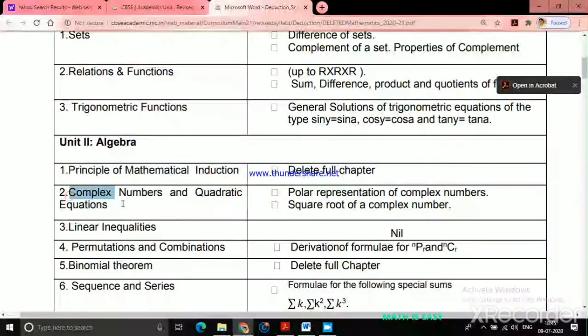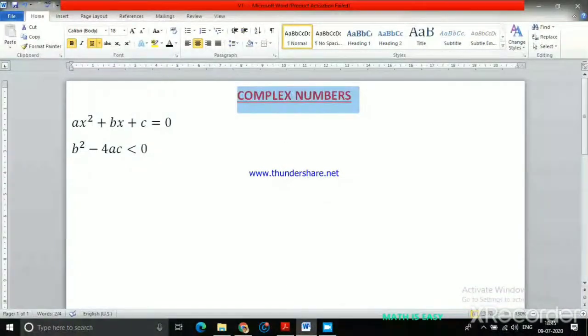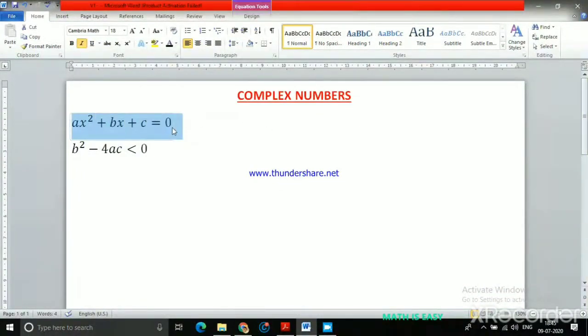So the next chapter we left out is complex numbers and quadratic equations. I think in class 10th when you were solving the quadratic equation chapter, ax square plus bx plus c equals to 0, we had three conditions. One is b square minus 4ac equals to 0, when the quadratic equation has equal solutions. When b square minus 4ac is greater than 0, then you had real number distinct solutions, and when b square minus 4ac is less than 0, then we used to write there are no real solutions.